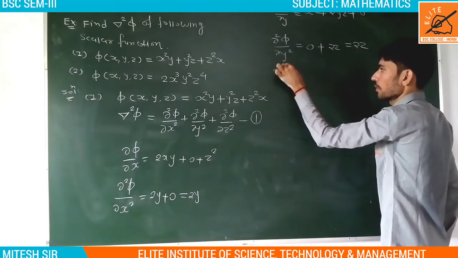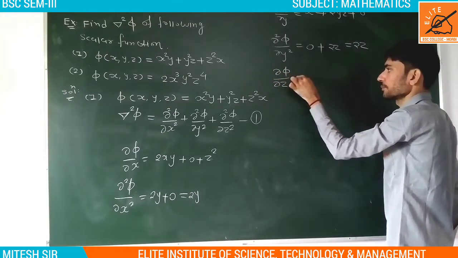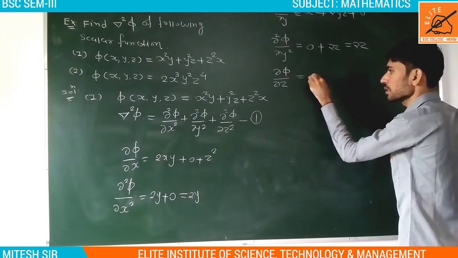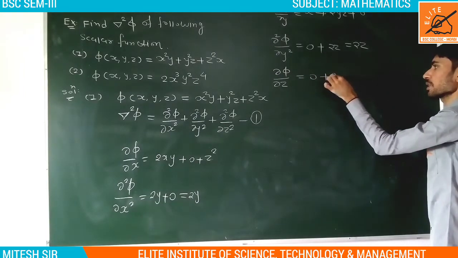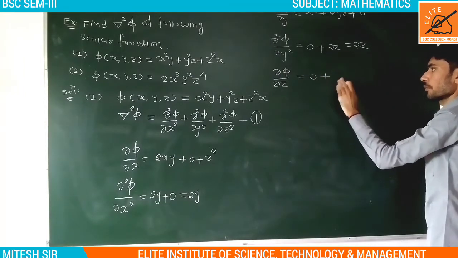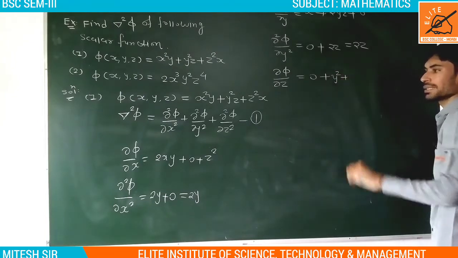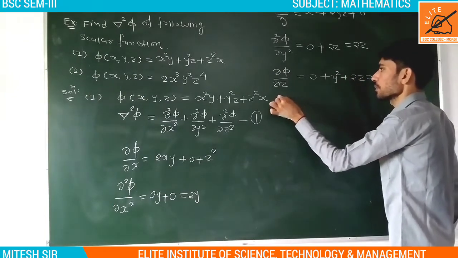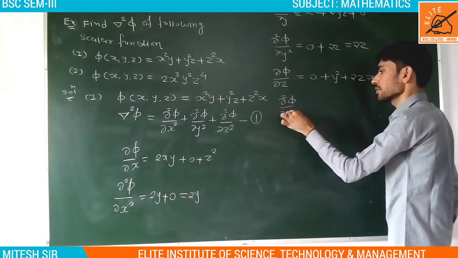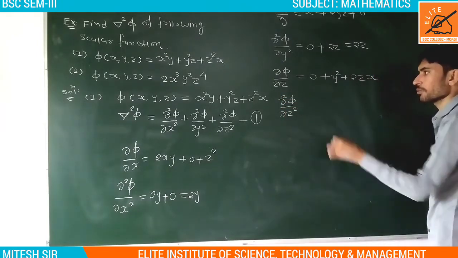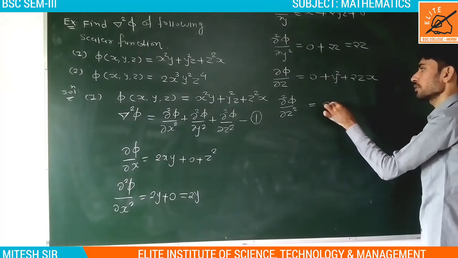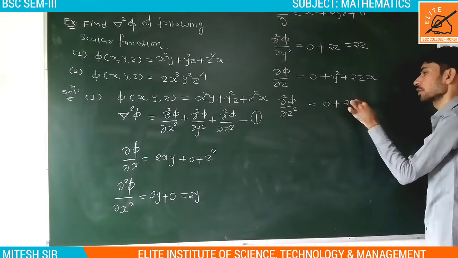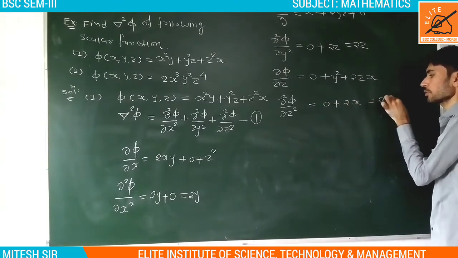Now we are doing partial derivative with respect to z. So x square y becomes 0, y square z becomes y square, and z square x becomes 2zx. Now we are doing with respect to z again. So del square phi by del z square is equal to y square becomes 0, 2zx becomes 2x. So final answer is 2x.